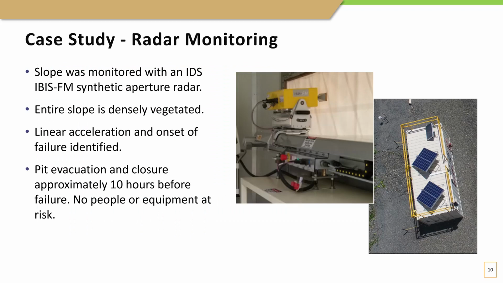Radar monitoring was used. The IBIS FM system was used at this site, and it could actually see through some of that vegetation. Linear acceleration in the onset of failure was identified, and a pit evacuation and closure occurred approximately 10 hours before the actual failure, so no people or equipment were put at risk.